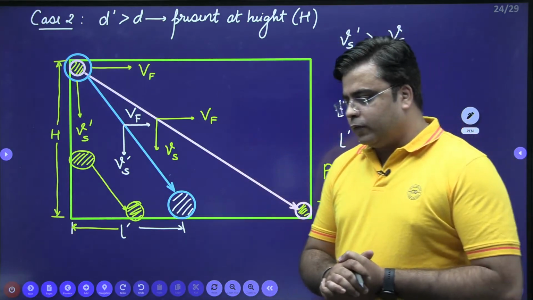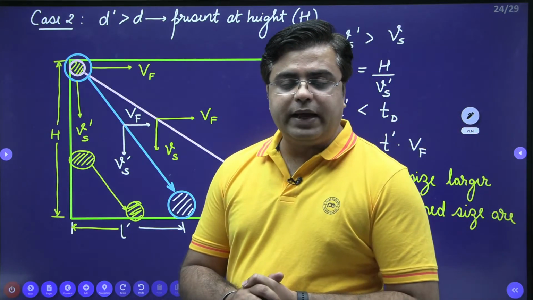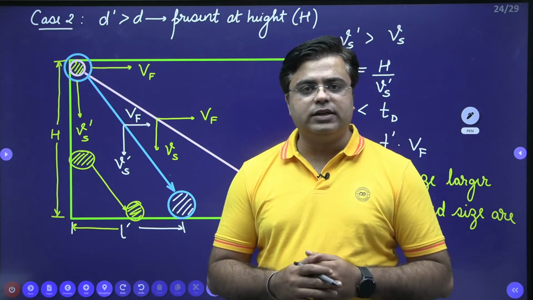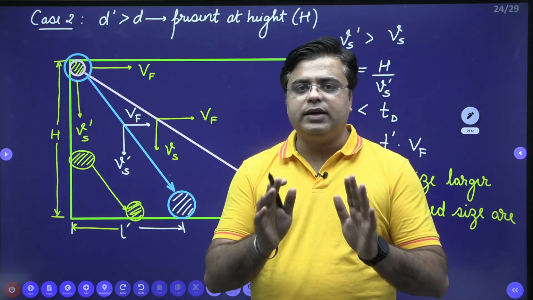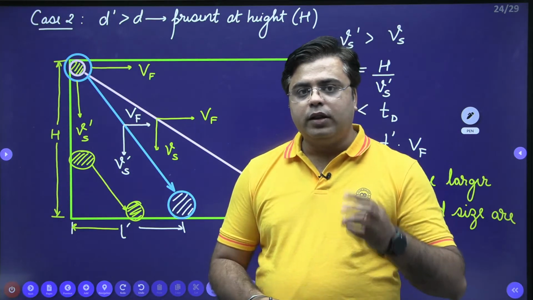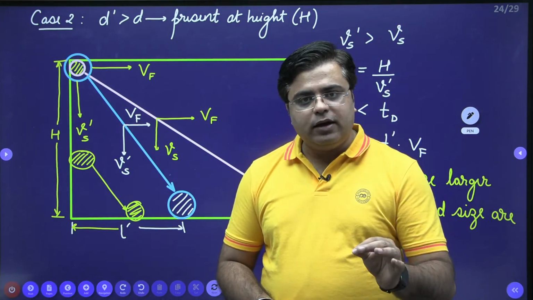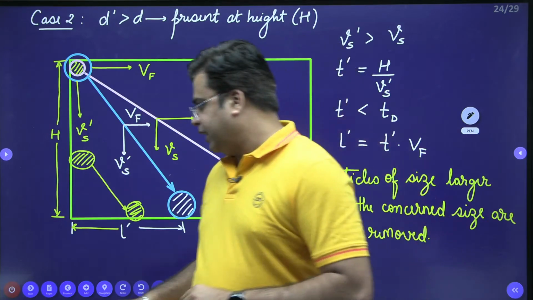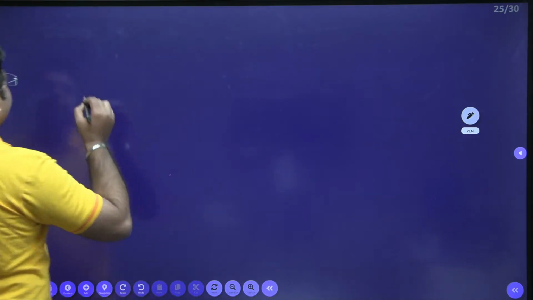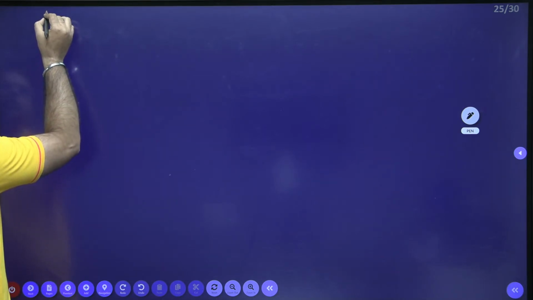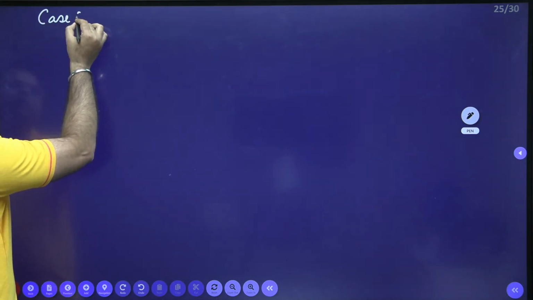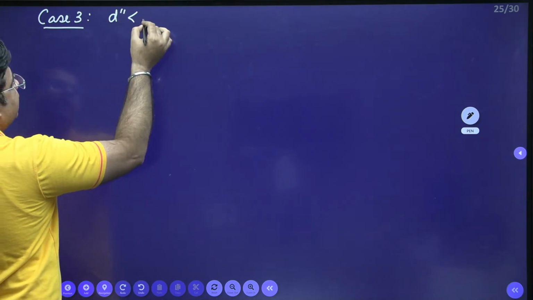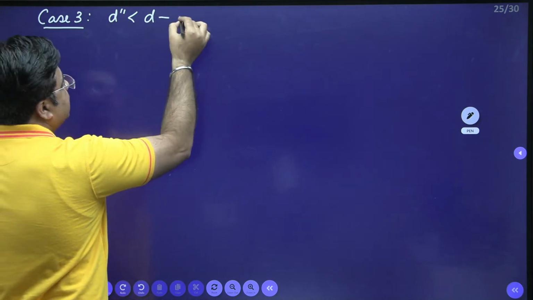Okay. So whenever we are designing this horizontal flow type tank, the concerned size of the particle and particles having size more than the concerned size are 100% removed from the water. Now the third case, Case 3: particles of size d double dash, lesser than the concerned size, present at height capital H.